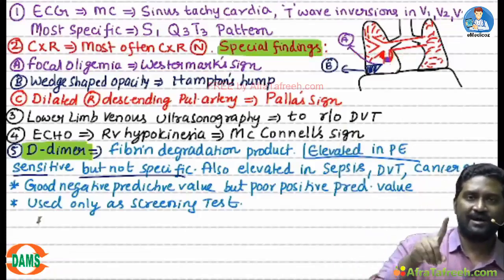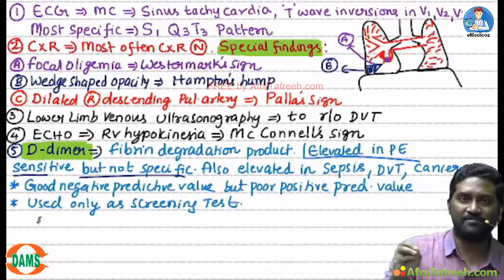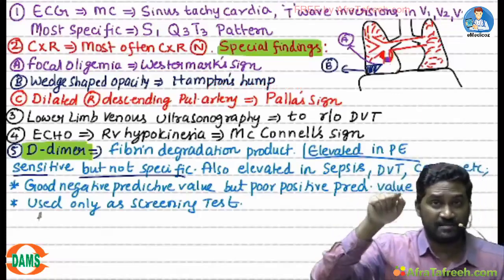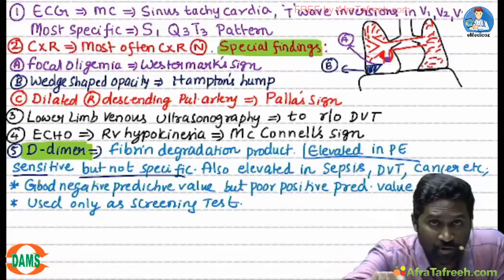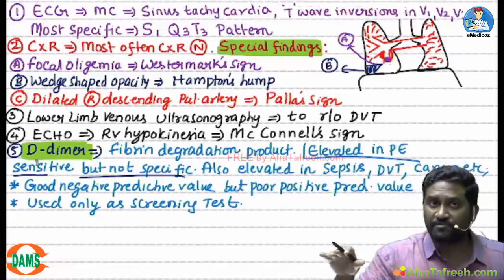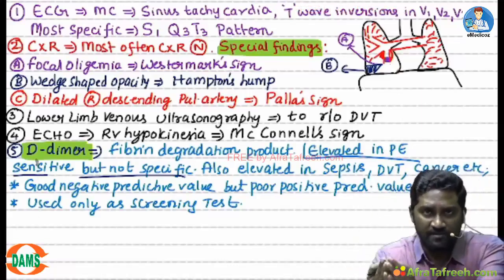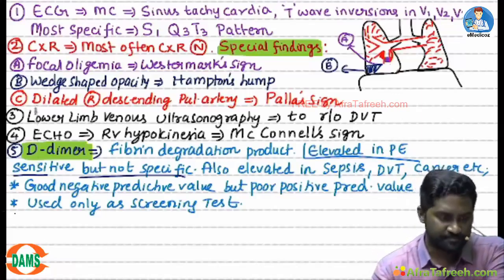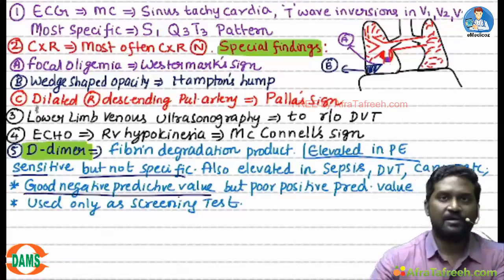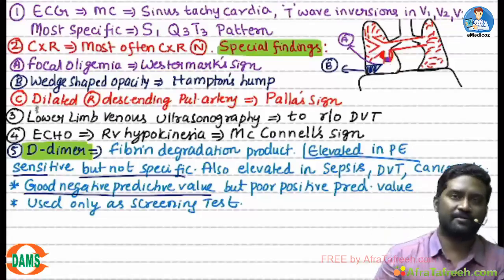So if D-dimer is elevated, there is presence of thrombus in your body, but it will not specifically say that this thrombus is only localized to the pulmonary circulation. So it is sensitive, but it is not specific. It will not specifically say that this thrombus is only in the pulmonary circulation. So it has a good negative predictive value. Negative predictive value means ability to exclude the diagnosis.